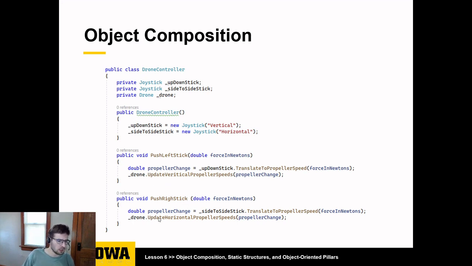Okay, so same thing with the right stick. We can use these underlying objects to do some work for us. And the has-a principle still applies here too. So a drone controller has an up-down stick, it has a side-to-side stick, and it also has a drone that it's controlling. And here we're able to compose a drone controller out of these other objects.